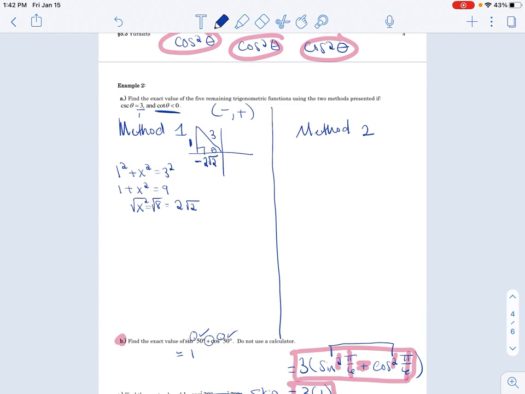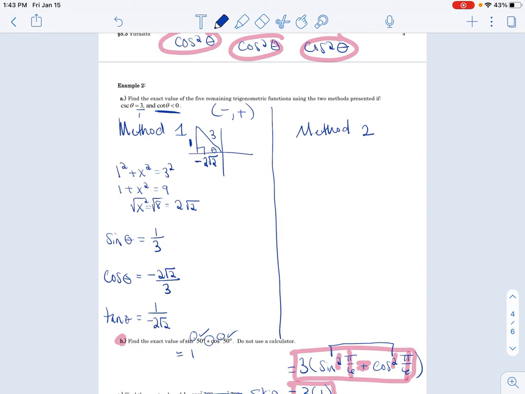All right, so now we're going to go ahead and just solve for the 5 remaining trig functions. So I'll just do sine of theta, and this is the method I prefer because I like to look at things. All right, that's opposite over hypotenuse. Great. Okay, cosine of theta. That is adjacent over hypotenuse.